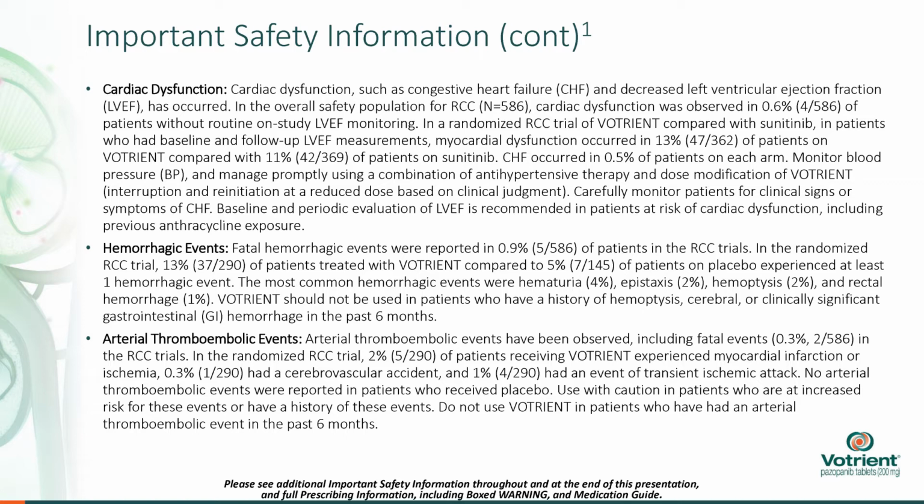Hemorrhagic events. Fatal hemorrhagic events were reported in 0.9% of patients in the RCC trials. In the randomized RCC trial, 13% of patients treated with Votrient compared to 5% of patients on placebo experienced at least one hemorrhagic event. The most common hemorrhagic events were hematuria in 4%, epistaxis in 2%, hemoptysis in 2%, and rectal hemorrhage in 1%. Votrient should not be used in patients who have a history of hemoptysis, cerebral or clinically significant gastrointestinal hemorrhage in the past 6 months.